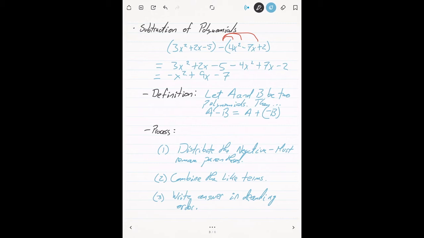Make sure you distribute first. This is where I always see the biggest mistakes that tend to happen. We tend to forget to distribute, okay? And if we do distribution, sometimes we forget one of the terms. Usually students will forget either the last term or the first term. So just be careful with that. Just make sure you're double checking your work and you're doing your distribution. But once you do that, it's as simple as combining like terms.